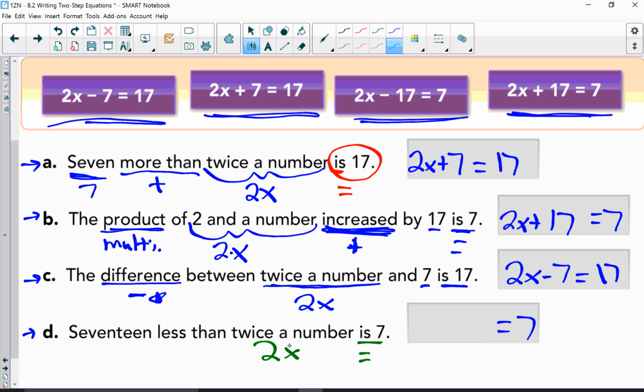17 less than this twice number would be 17. The less than is still minus, but watch out for that order. It's going to actually be 2x minus 17. And that one's probably the trickiest of them all. So be careful with those ones.